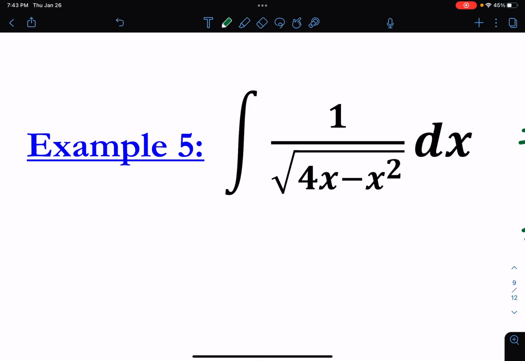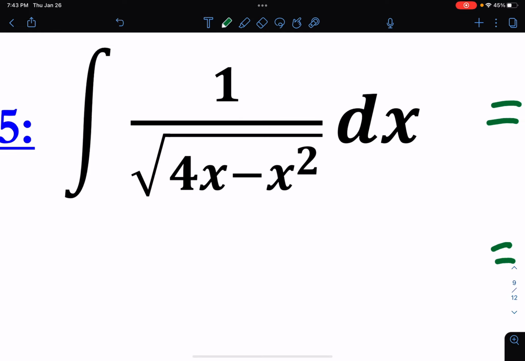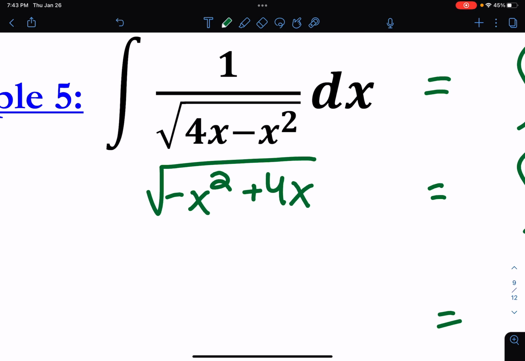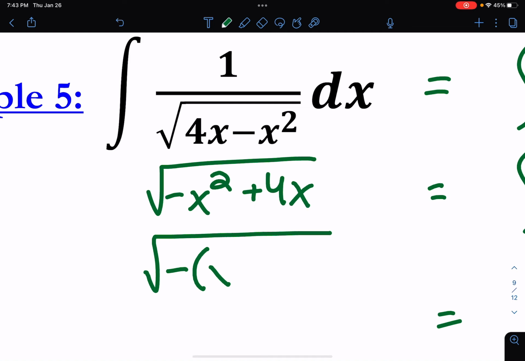Right? I'm actually going to go ahead and start off by rewriting them. So I'm going to rewrite this as negative x squared plus 4x. Now, to complete the square, I could leave the negative x squared there, but it's actually better to go ahead and factor out a negative. So I'll leave it in the square root still, but it'll be negative quantity x squared minus 4x.